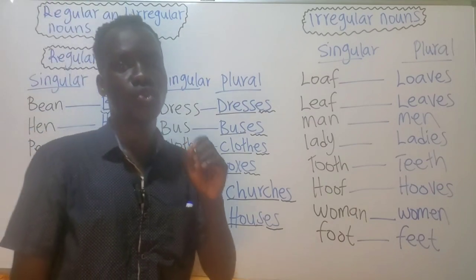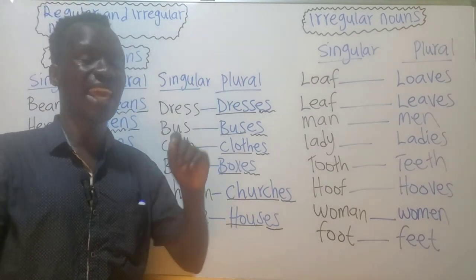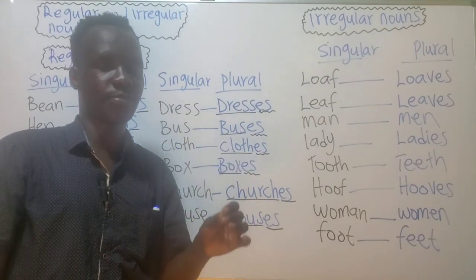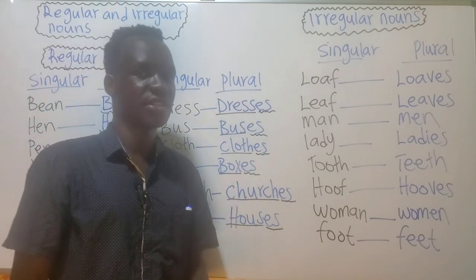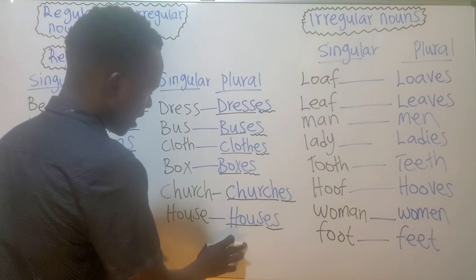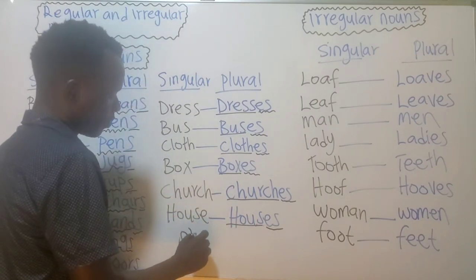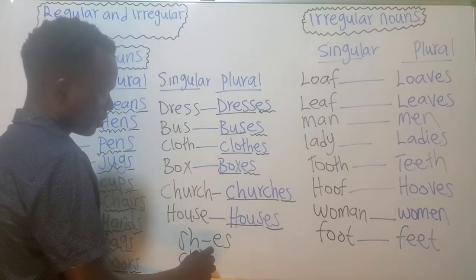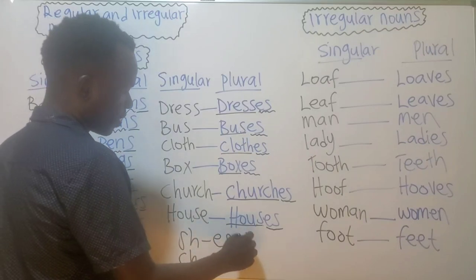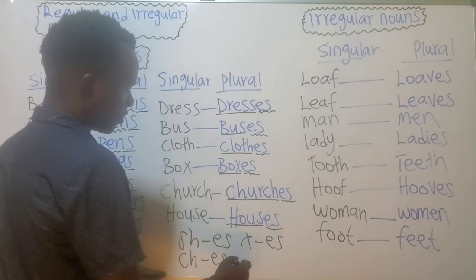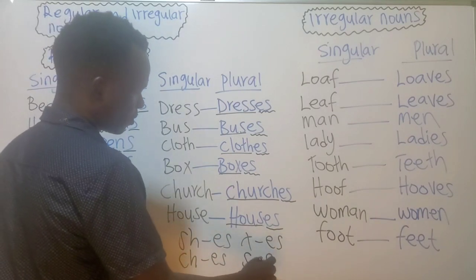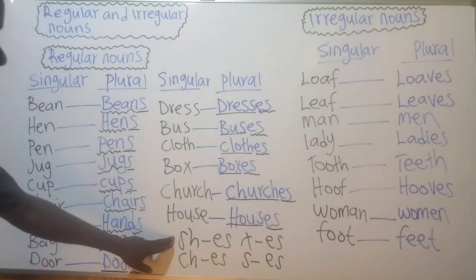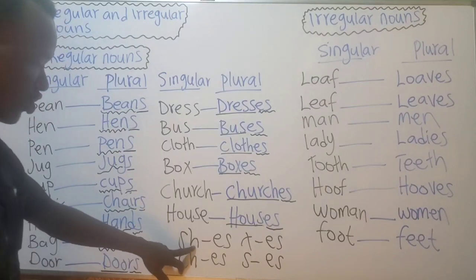Then how do you know that this one will take S or ES? Let me give you a simple explanation, just a light explanation, not into detail. Next time we shall see into detail, okay? When a verb ends with SH, this one will take ES. When a verb ends with CH, this one will take ES. When a verb ends with X, it will take ES. And when the verb ends with S, also it will take ES. Okay? When the last word is ending with S, with SH, okay?